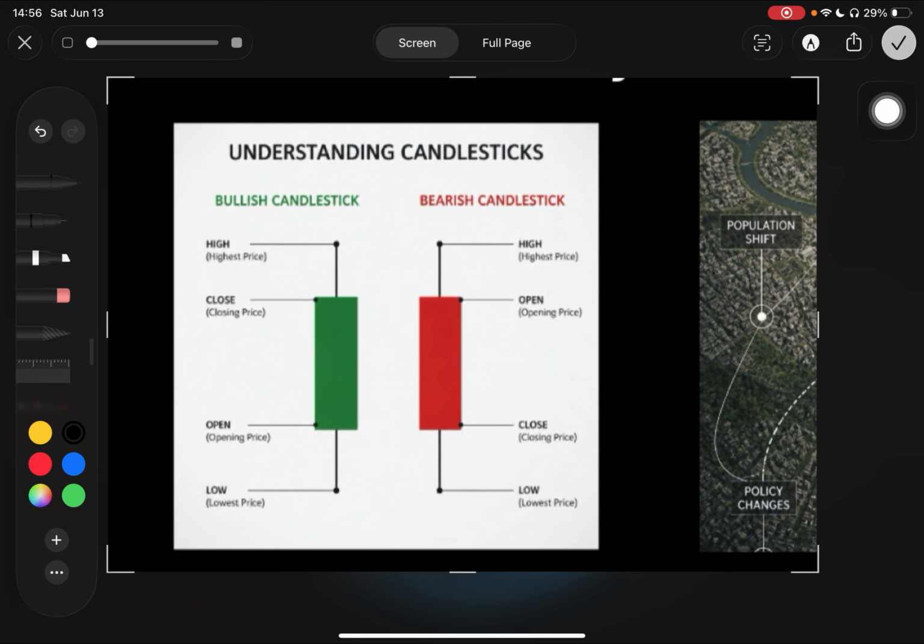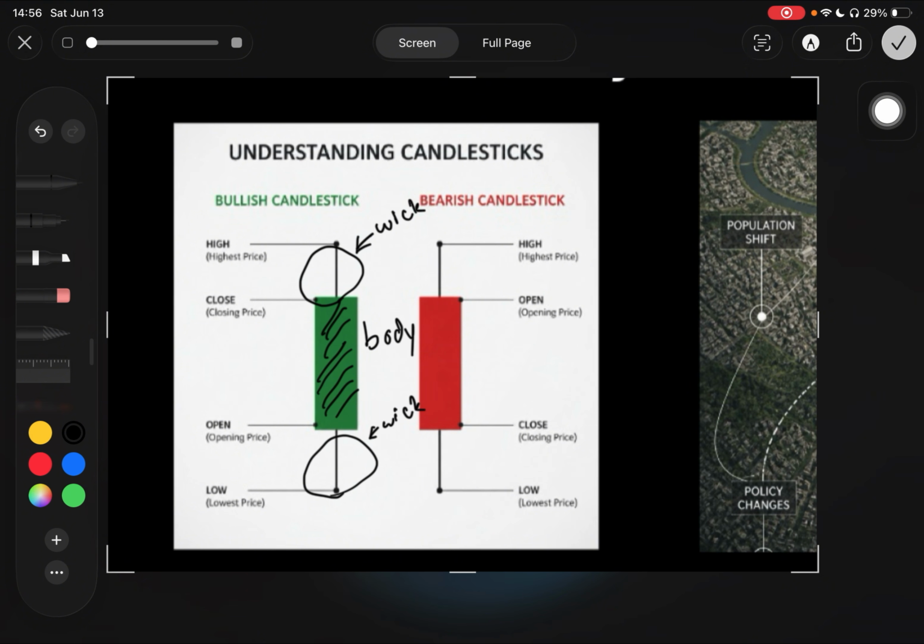In one candlestick there are 2 parts and 4 components. Okay, so this circled area will be the wick, and this colored area will be the body. So there are 2 parts: one is the wick and the second is the body. And the 4 components are the opening price, closing price, highest price, and the lowest price. So we call it in short OHLC: open, high, low, close.